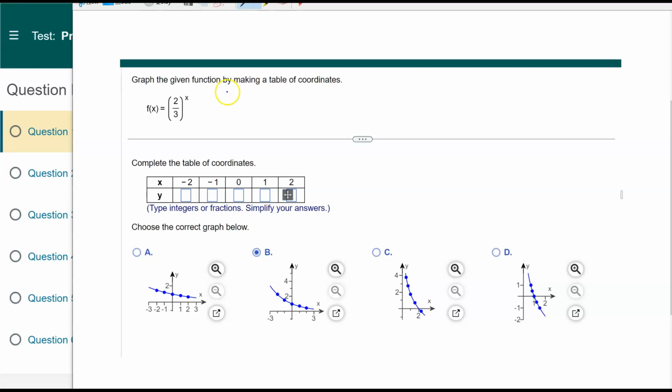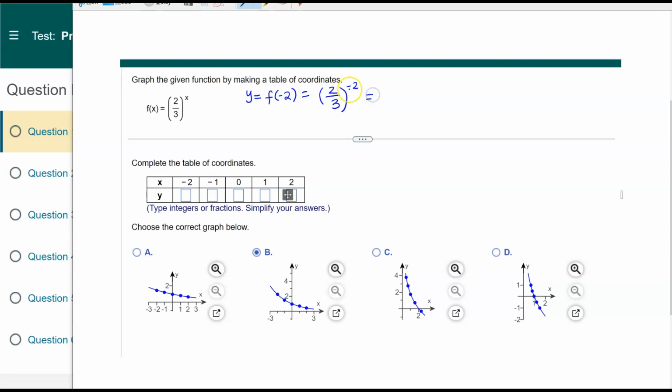Now to complete the table, all you need to do is replace the x here by the given value of x, and then evaluate the function at that x to get the y coordinate. So first, let's get the corresponding y value when x is -2. So that is f of -2. And that means 2/3 raised to the power, and then replace the x here by -2.